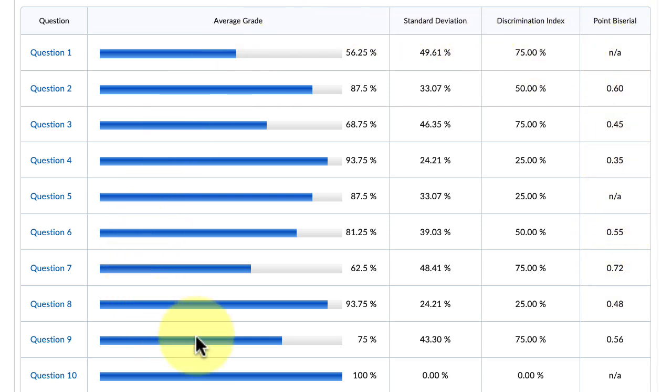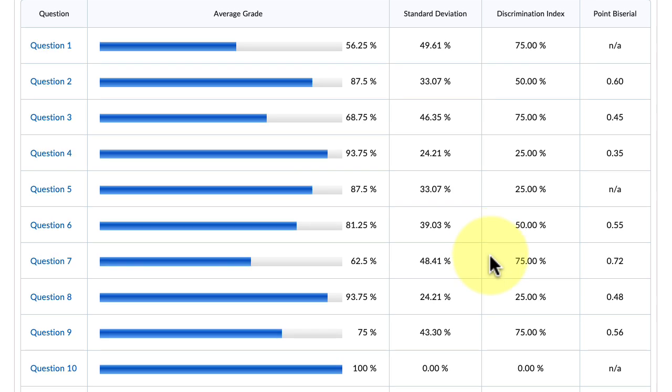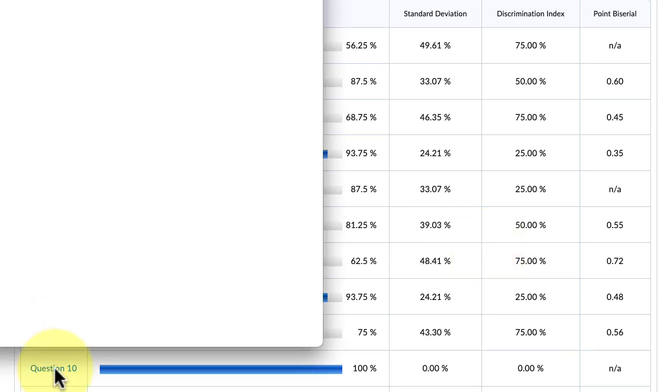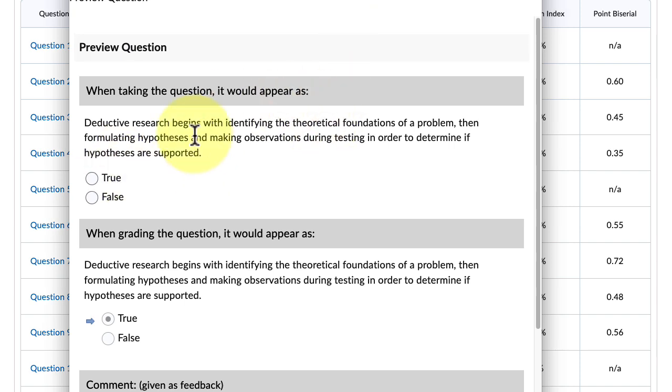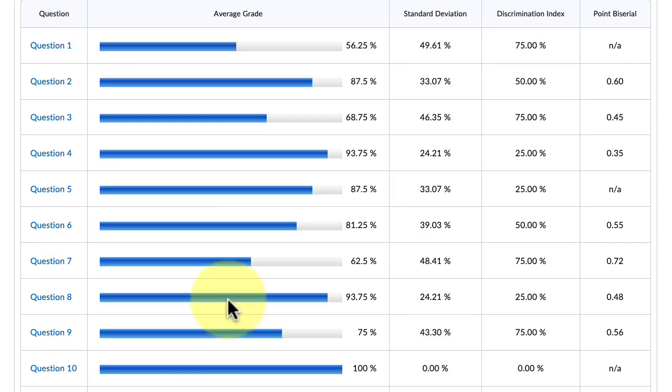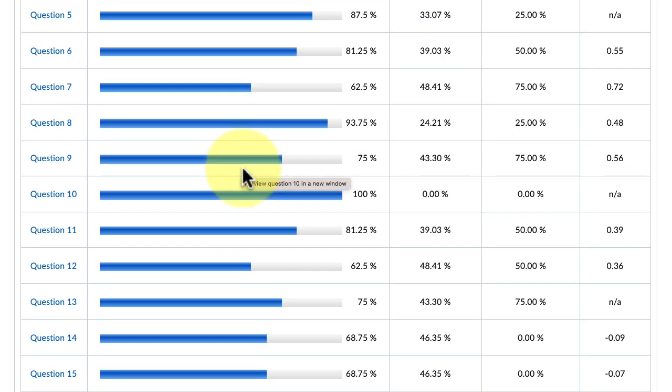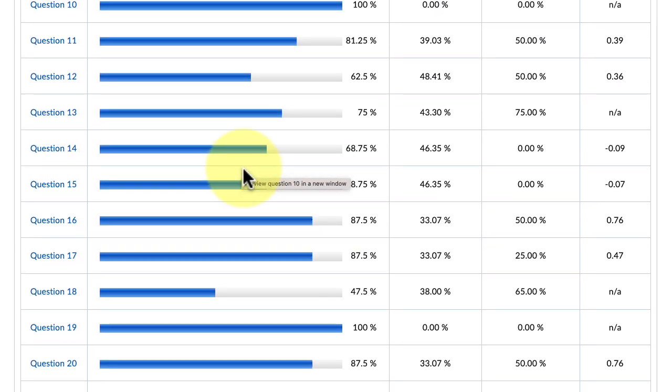So when I look at the statistics on these questions, I can see that there's nothing unusual. I'll tell you what, I'm curious about question 10 and why everybody got it right. Oh, this is about deductive research, true and false. I guess this was something that everybody definitely understood well, or it was clearly written. But I am going to go to the next set of questions.